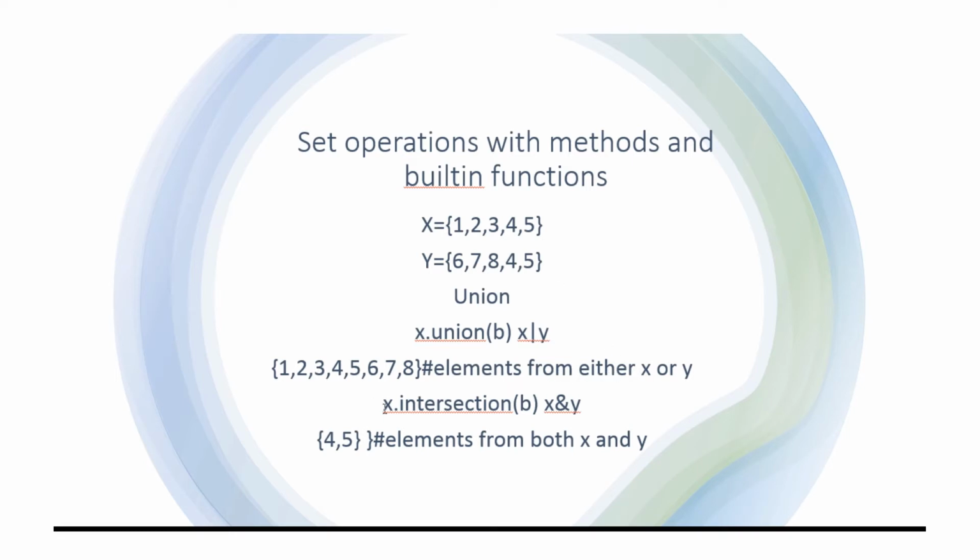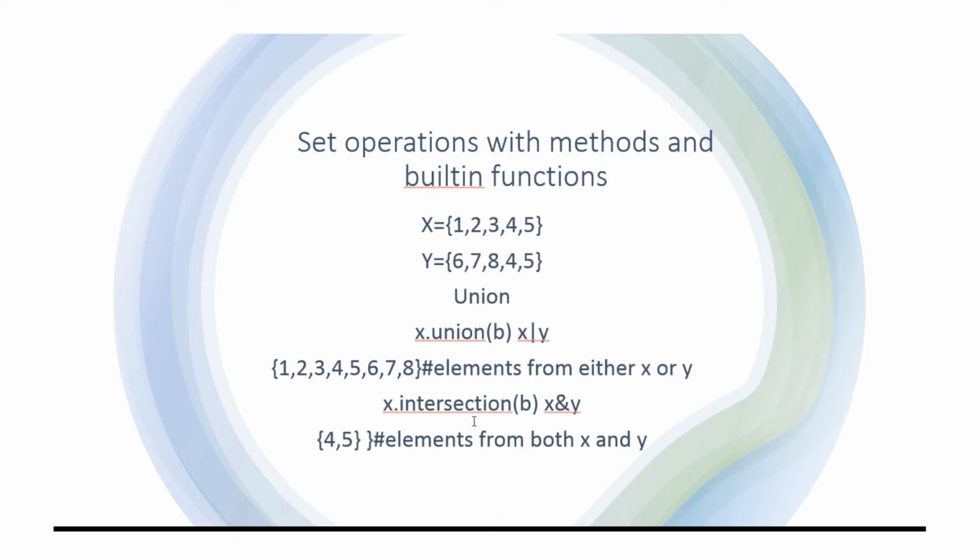Then now the intersection operation. The intersection operation means it will give you the common elements from both the sets. In this example, what are the common elements from both the sets x and y? 4 and 5. So it will give you the set with the elements 4 and 5.